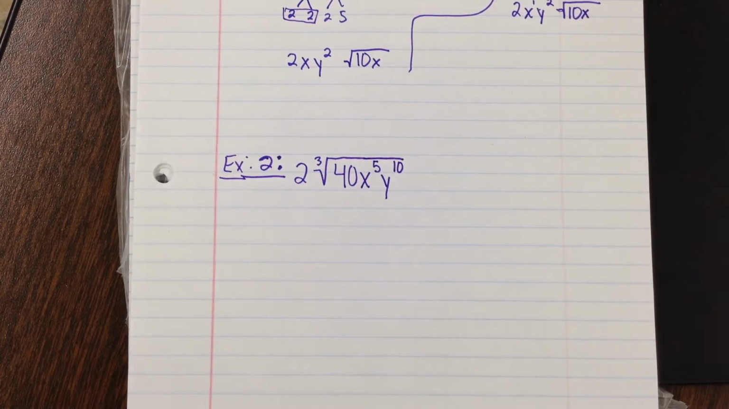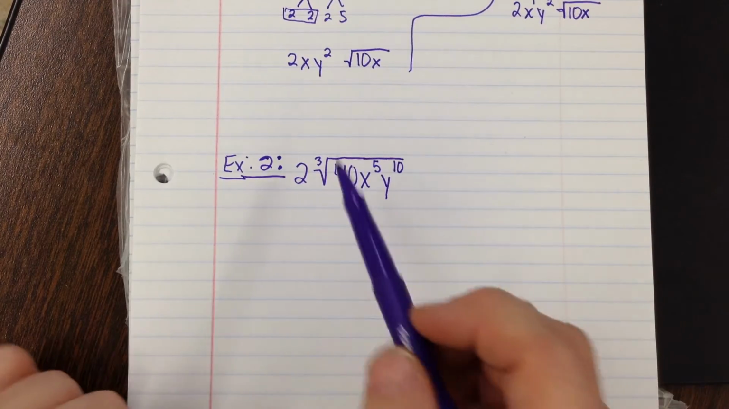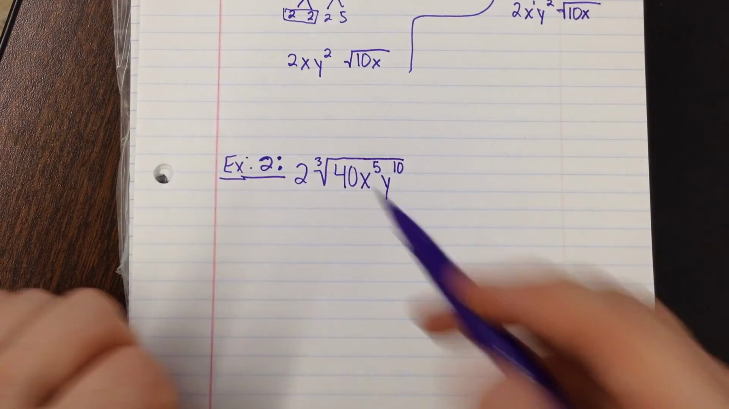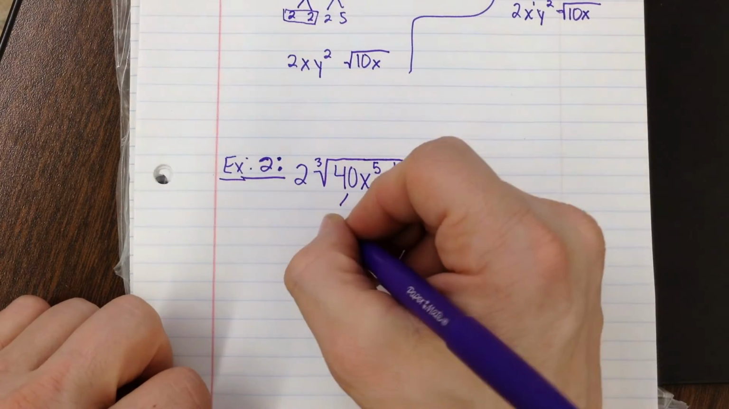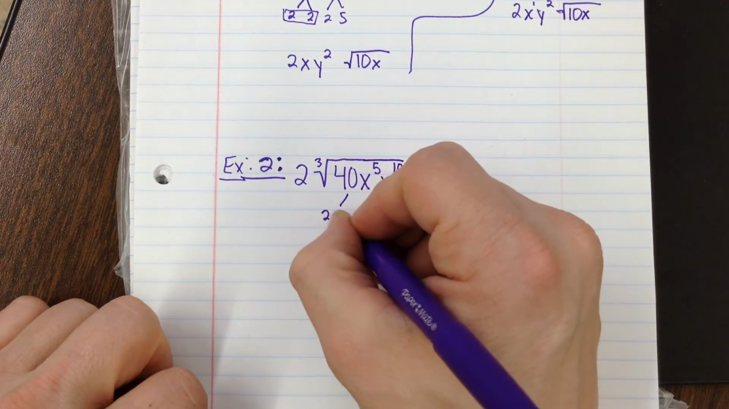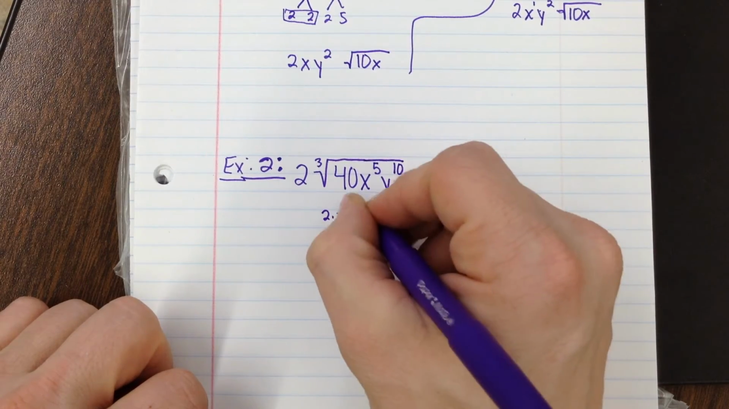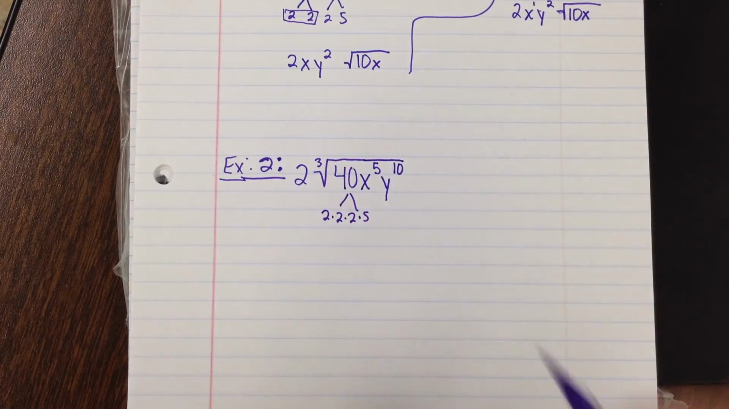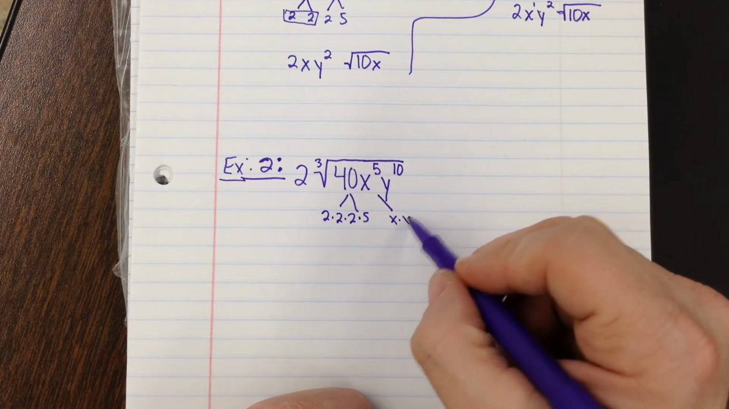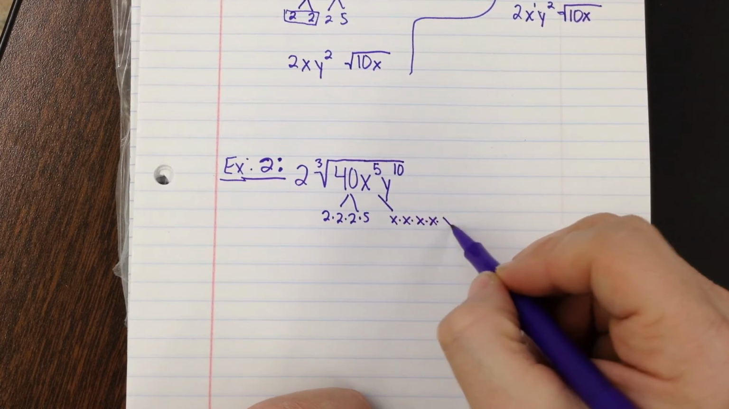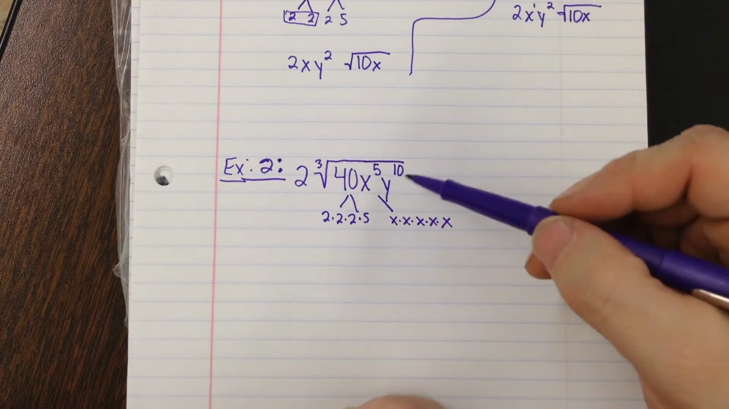You can do a 4th root, 5th root, 6th root. But with the cube root, you're looking for groups of 3 at a time. So if you were to do this the same way, and this one I also put a number outside. We're going to write 2 times 2 times 2 times 5 from the work we did above. And same thing with the x's. I changed the x's a little bit. We have x, x, x, x, x. See, I can count to 5.